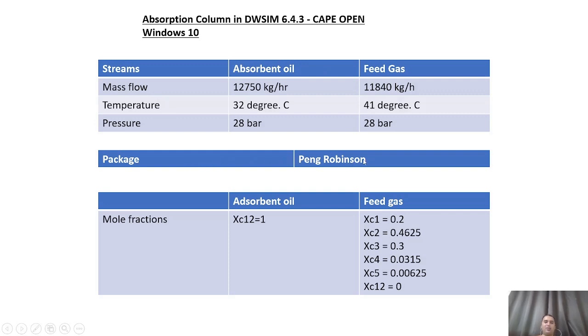So Peng Robinson package is generally used for hydrocarbons and for solid, liquid and multi-phase flows. So that is the use of Peng Robinson, and there are other packages also which are specific to certain purposes. And we have a mole fraction data also, what is the inlet mole fraction of absorbent oil and also the feed gas. Now let us go to our DWSIM interface and let us see how we can simulate this interesting problem.